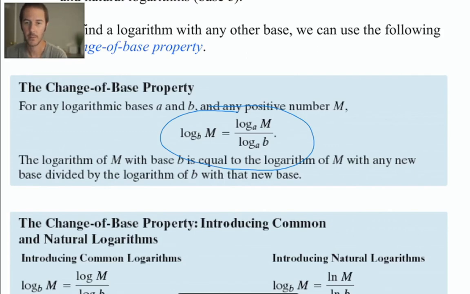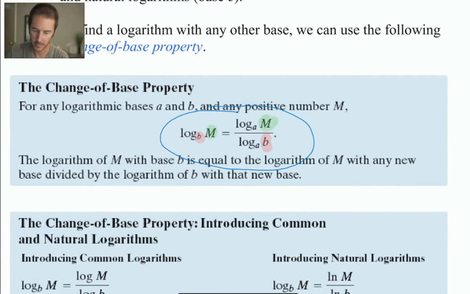And you'll notice that just sort of match up these pieces. It's log base b, and now b has become an argument in the denominator on the right-hand side of the equal sign. The m was the argument over here, and the m is still the argument over here. I should have done those in a different color, maybe.